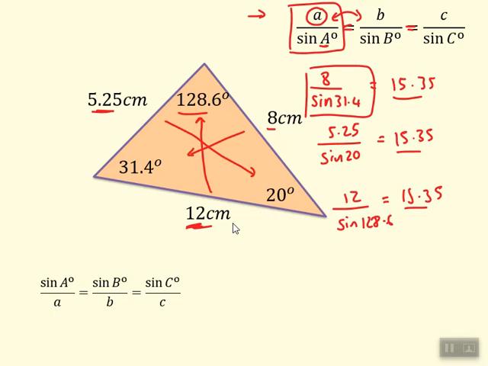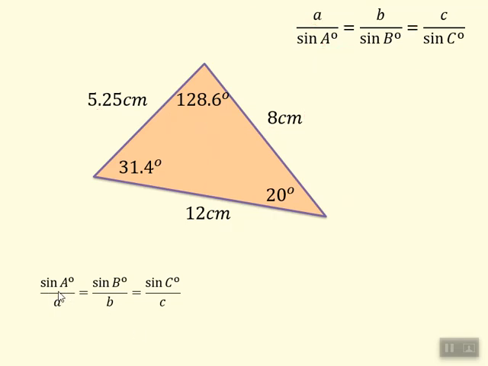So let me just delete all of this. This version is a little bit different. This version is just the upside down version of that. You've got to take sine of an angle and divide it by its opposite side. So let's do that first of all. Let's pick an angle first. Let's just pick a random one. Let's pick this top one here.